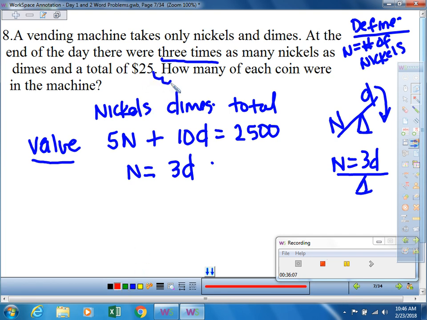Because I moved the decimal twice. Remember I told you that you're moving the decimal over on all of them? Why? Because otherwise it would be 0.05N plus 0.10D equals 25. Do you want to work with decimals? No. So you need to move those decimals over. Here's the decimal. You need to move it over and add the zeros. Okay?